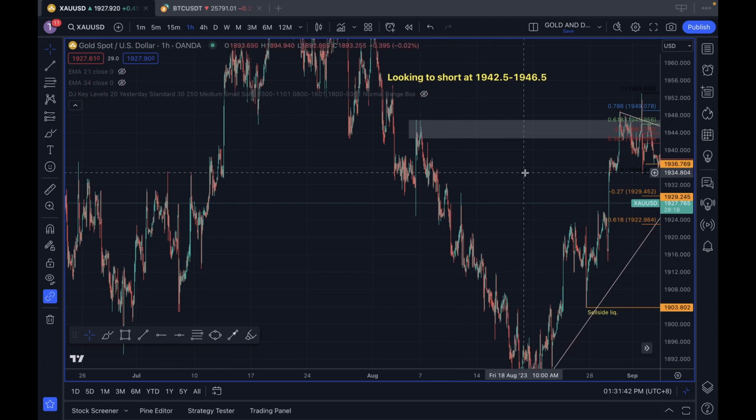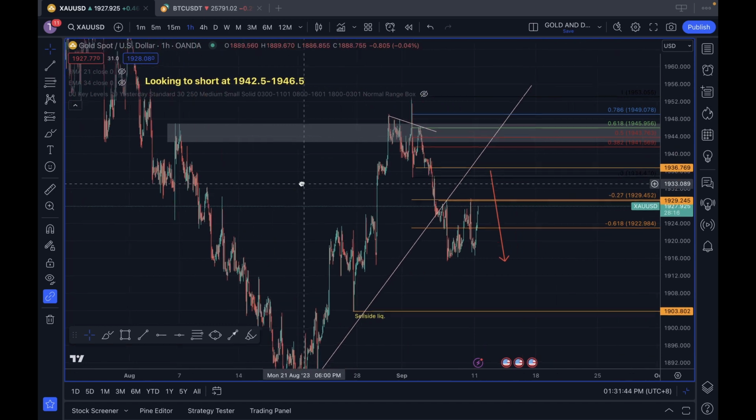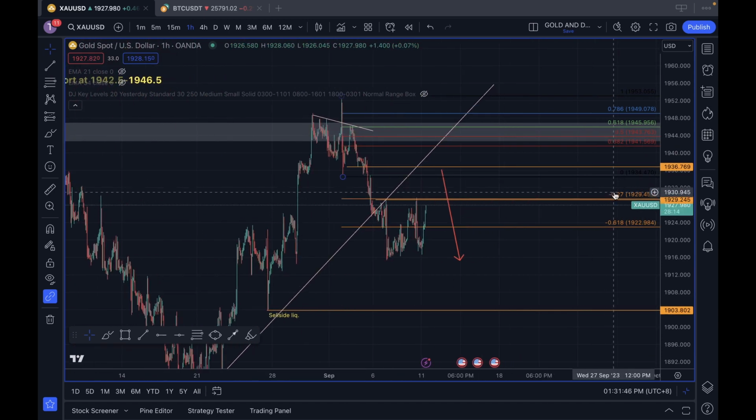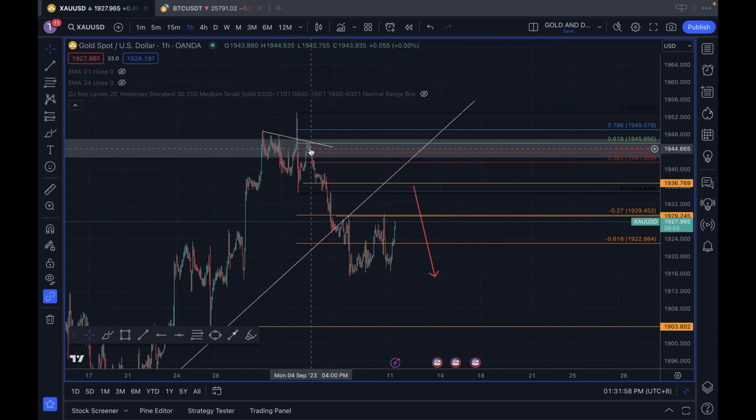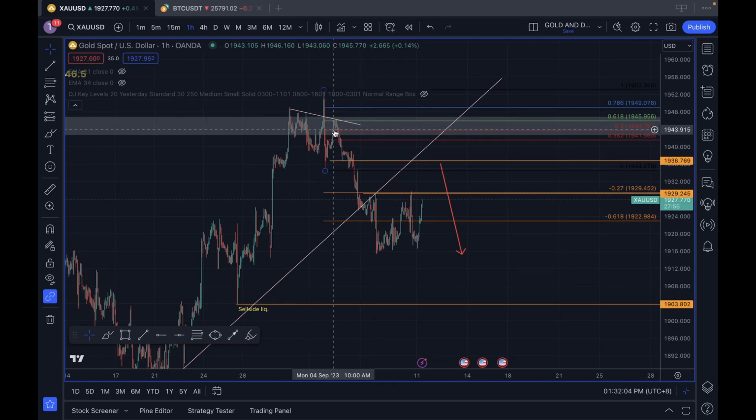As I mentioned, I was looking to short at least all the way down to the negative 0.27 extension from the fib, which is around 1929, filling this whole inefficiency over here. And because DXY was starting to turn bullish again, that gave me confidence to short over here. So I took this short all the way down.